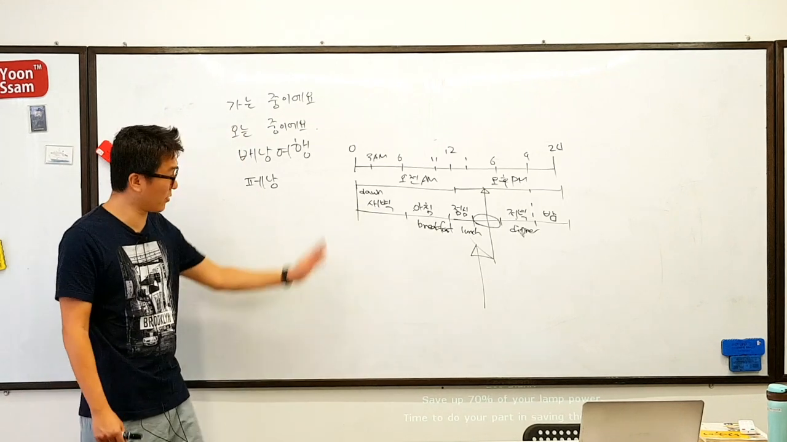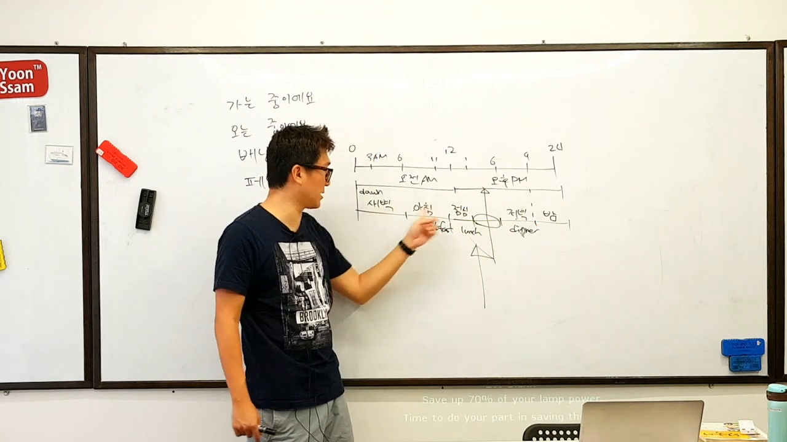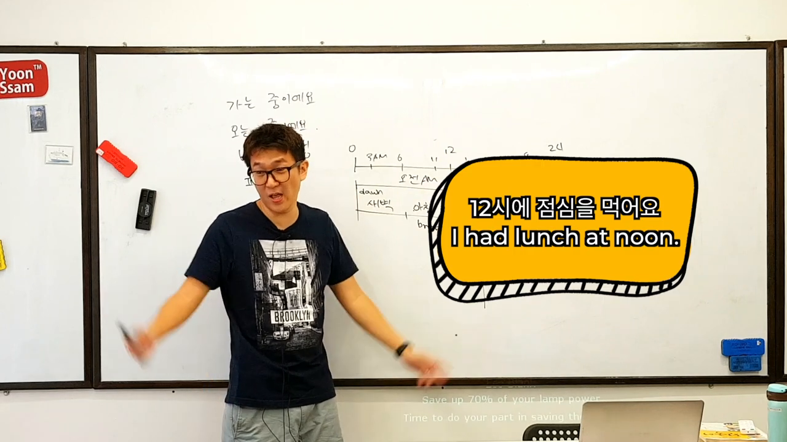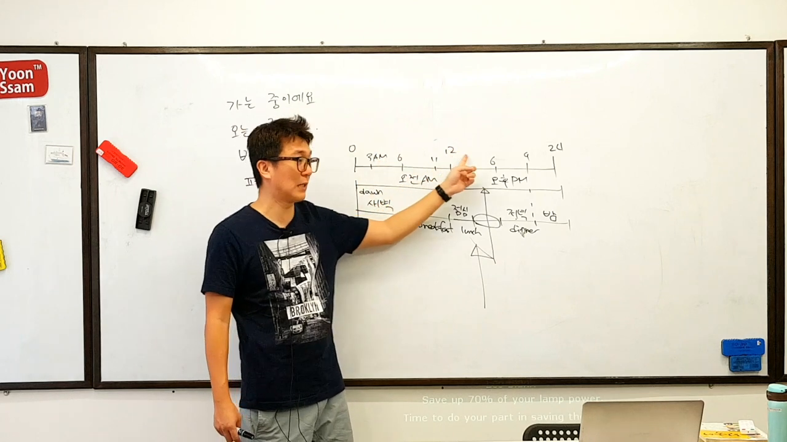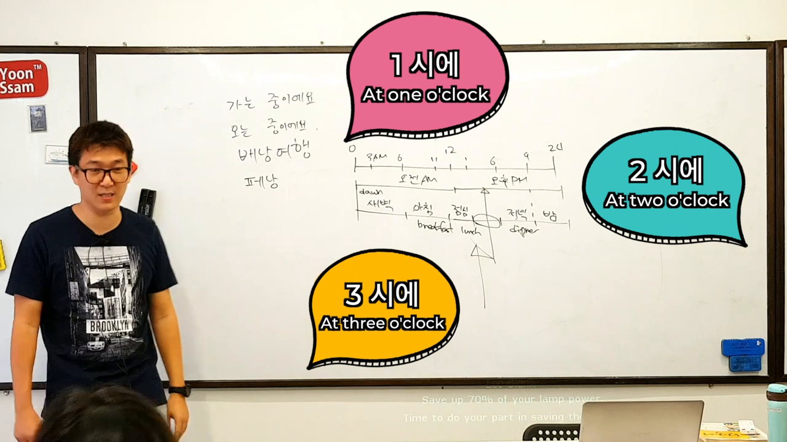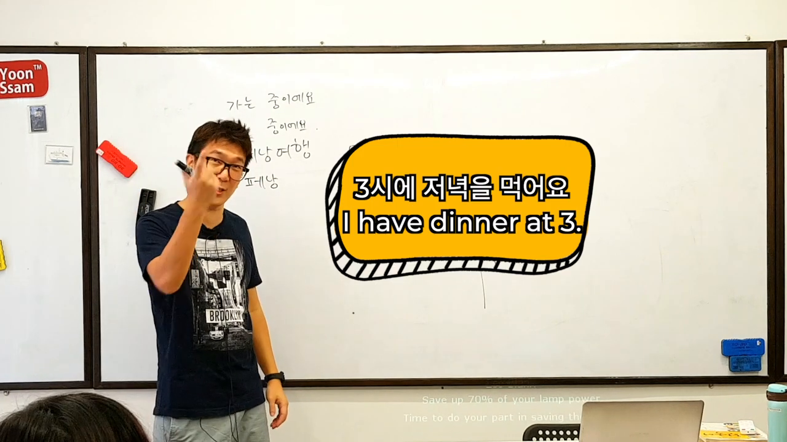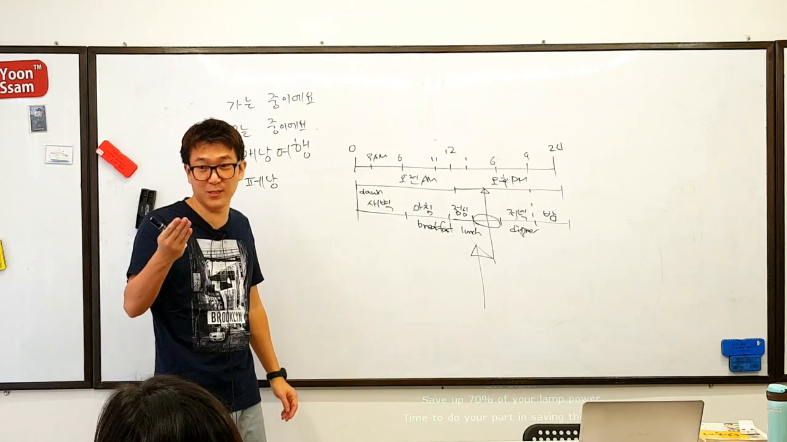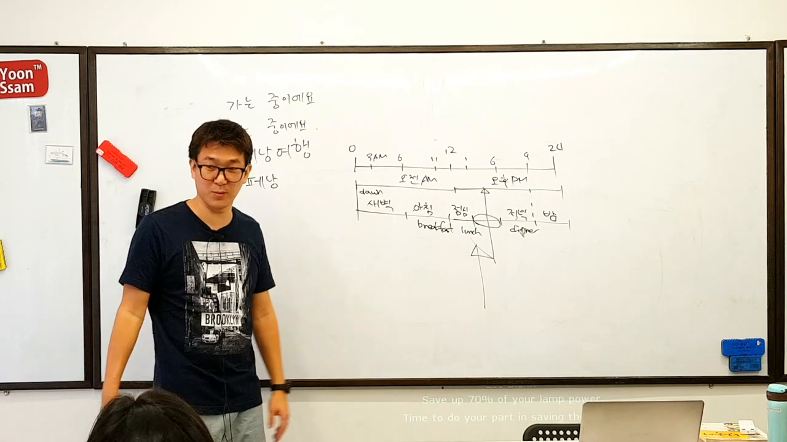Again, if you don't want to give this time name, you can straight away say 12시에 점심을 먹어요. Just read the time. 1시에, 2시에, 3시에, 3시에 저녁을 먹어요. I mean, 3시에 저녁을 먹어요 could mean both. 3시, we don't know what 3시 means. Which 3시? Is it 오후 3시, 오전 3시? It's AM, PM. But you need to guess.